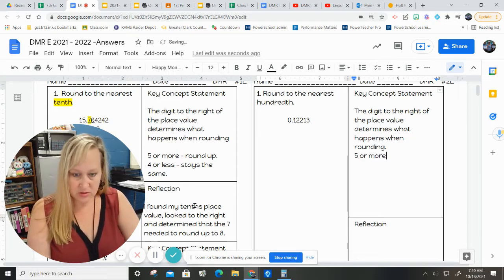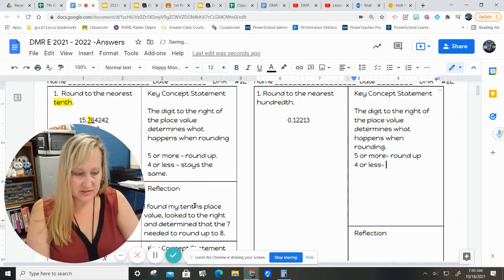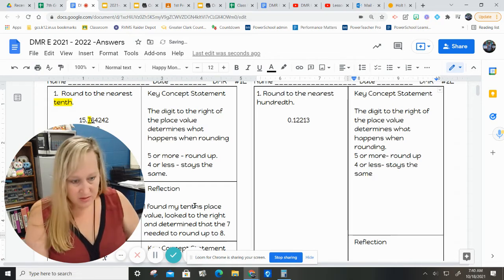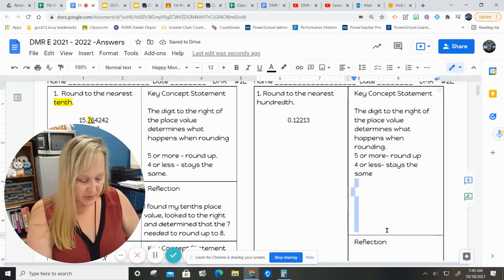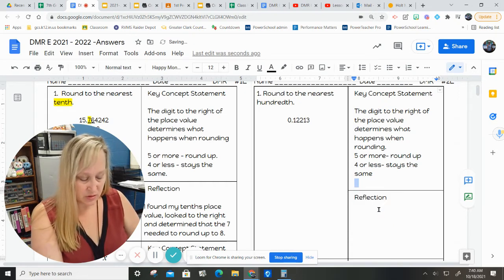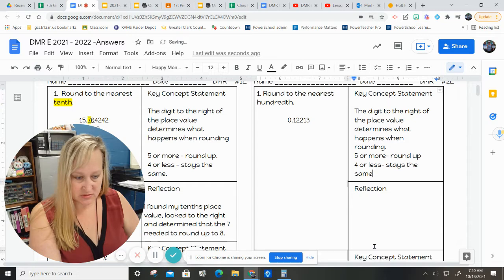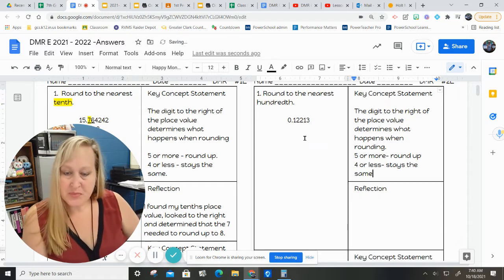5 or more, round up. 4 or less, stays the same. All right, so make sure that you have that copied on your paper. You've written it somewhere. I'm trying to do it so that we have answers to go back to.